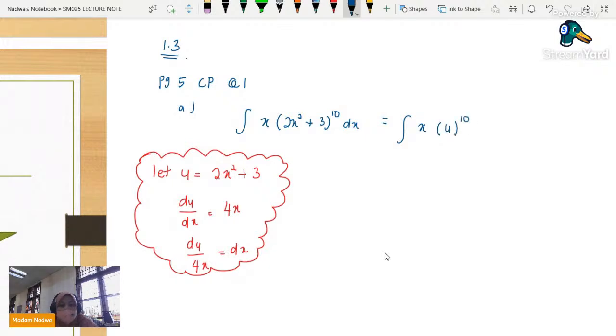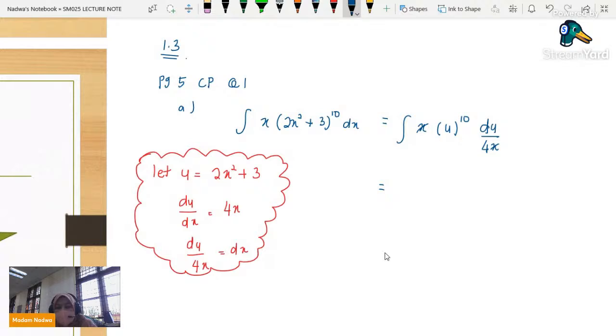And again, dx ni kita boleh, sebab kita dah susun dx bawa naik atas tadi kan, kita nak tengok dx ni sama dengan apa. Dx ni adalah du over 4x yang awak cari tadi tu. So dx ni kita boleh substitute dia sebagai du over 4x like this. And then we can actually simplify this because kita ada x dekat atas dengan x dekat bawah. So it's easy like that.